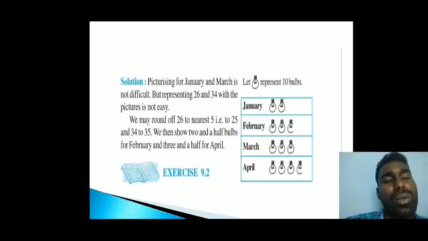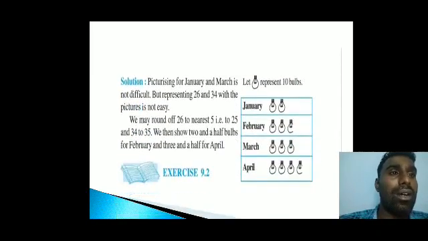Okay, so you can use not only the bulb symbol, you can use any other symbol which is convenient for you, but here they are approximated. 26 they have considered as 25 and 34 as 35, so that it will fit. Okay, so first January, 20. See, one bulb symbol is 10 bulbs, so remember that. So 10 plus 10 is 20.